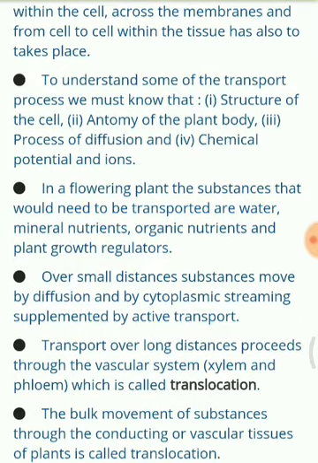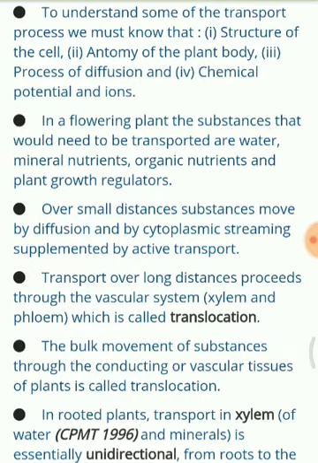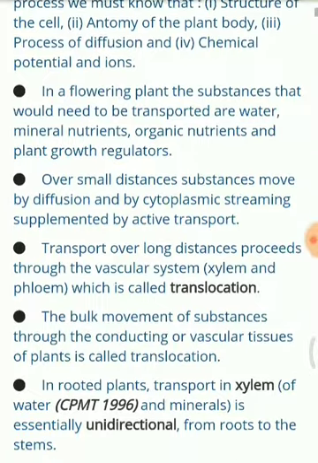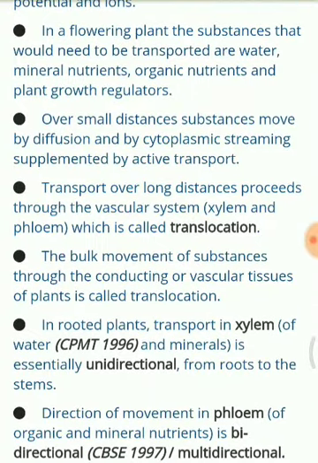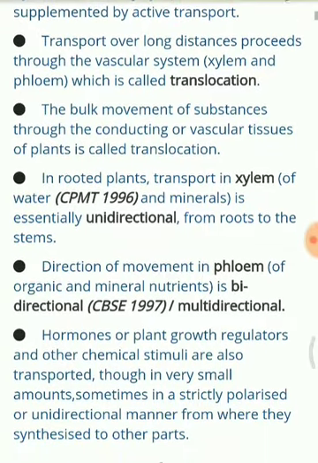In a flowering plant, the substances that need to be transported are water, minerals, organic nutrients, and plant growth regulators. Over small distances, substances move by diffusion and by cytoplasmic streaming, supplemented by active transport. Transport over long distances proceeds through the vascular system, xylem and phloem, and is called translocation. The bulk movement of substances through the conducting or vascular tissue of a plant is called translocation.